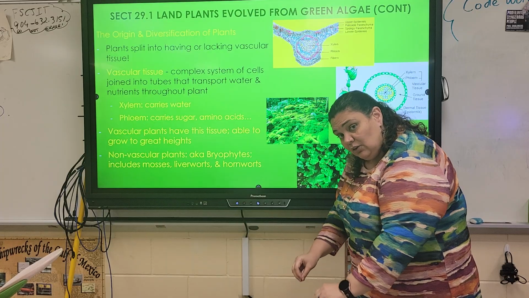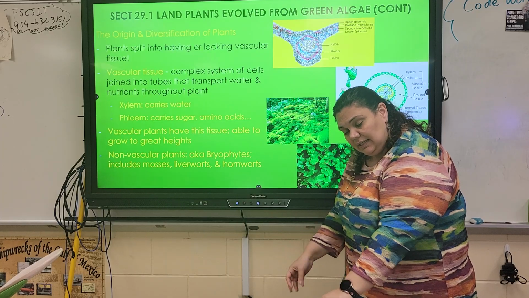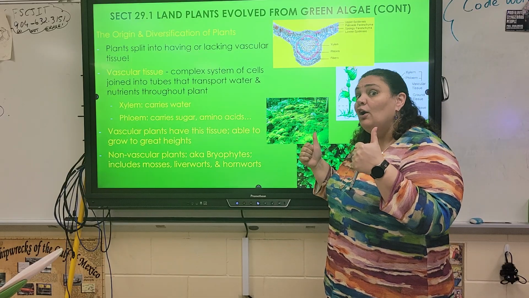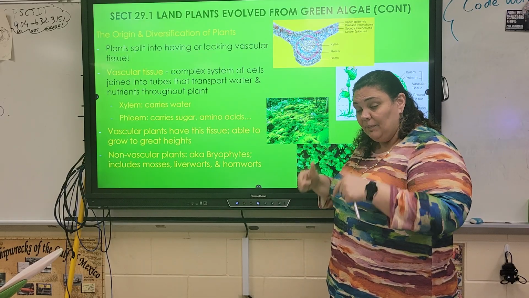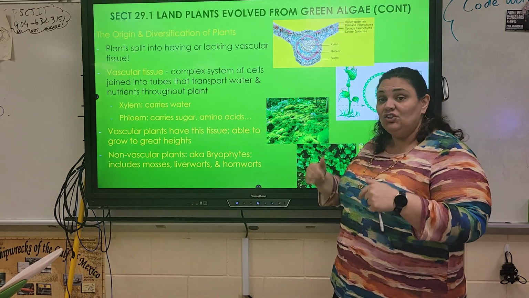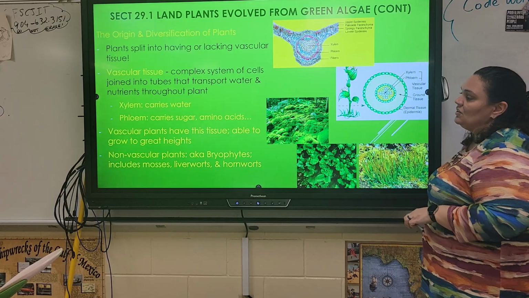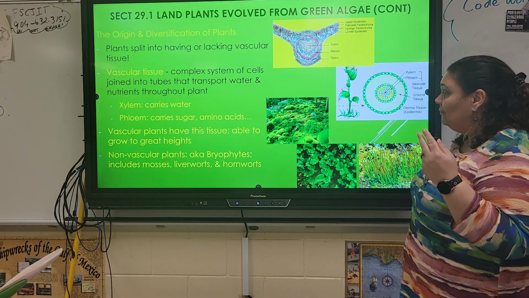plant, store it in the roots until it's needed, and then it's going to bring it back up from the roots. So xylem only goes up, phloem goes down and up. It can reverse. It's what we call a source to sink situation, okay? Your vascular plants have this tissue, which allows them to get really, really tall.